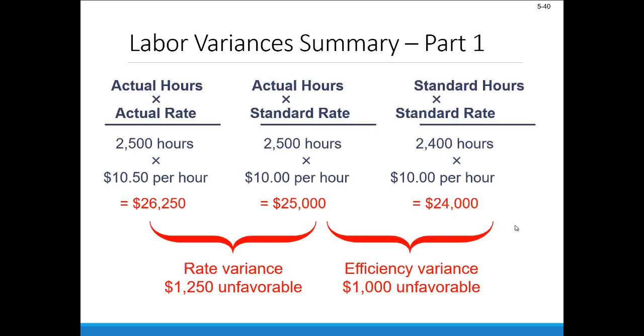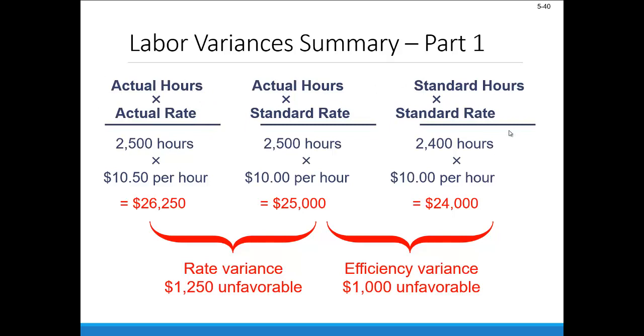So I'm going to lay that out in our nice little three-column approach here. Again, on the far right is our flex budget equivalent, the standard hours and the standard rate. In the middle, we have what I referred to as that as-if budget, the actual usage, so the actual hours, but by the standard rate. And in the far left is reality, what really happened, the actual hours and the actual rate.